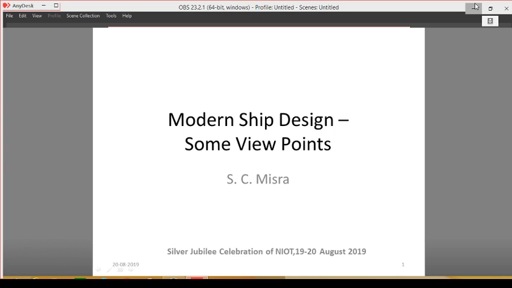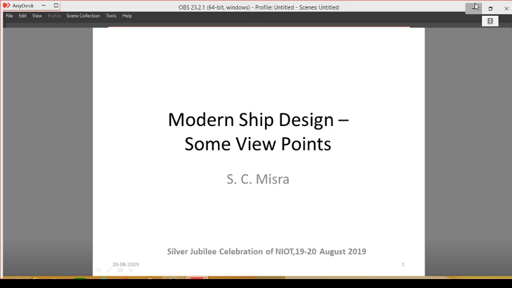So technology forecast: when we are building a ship, building a platform, we are talking of the platform being delivered to us maybe some 3-4 years later. What would be the technology then? Would it be really applicable? Am I incorporating that in the design? That's something which must be taken into account.